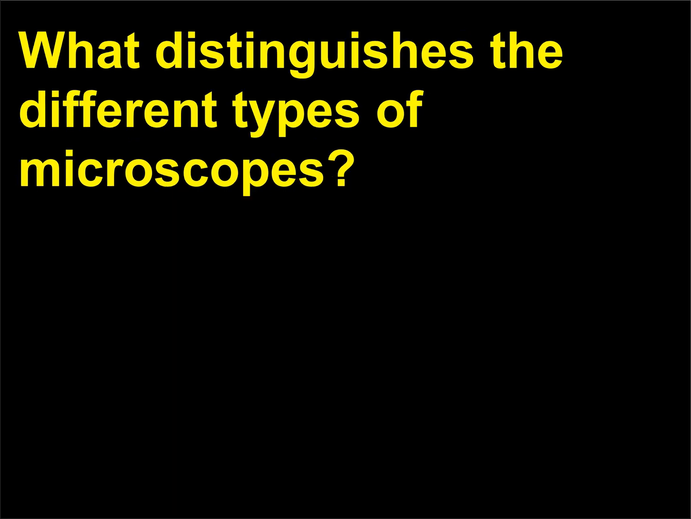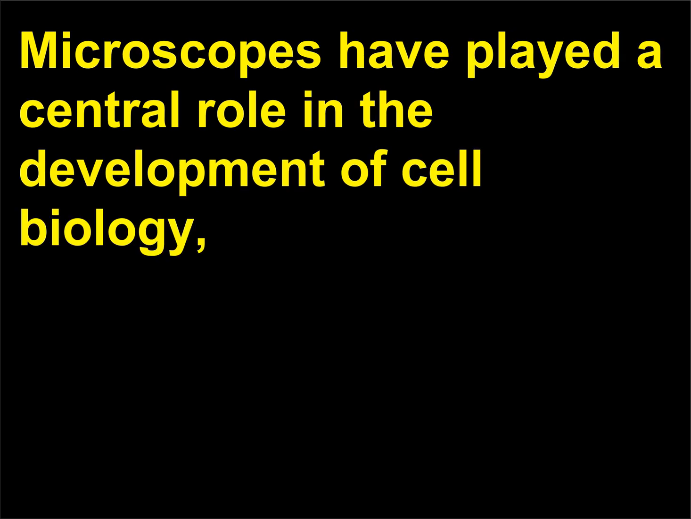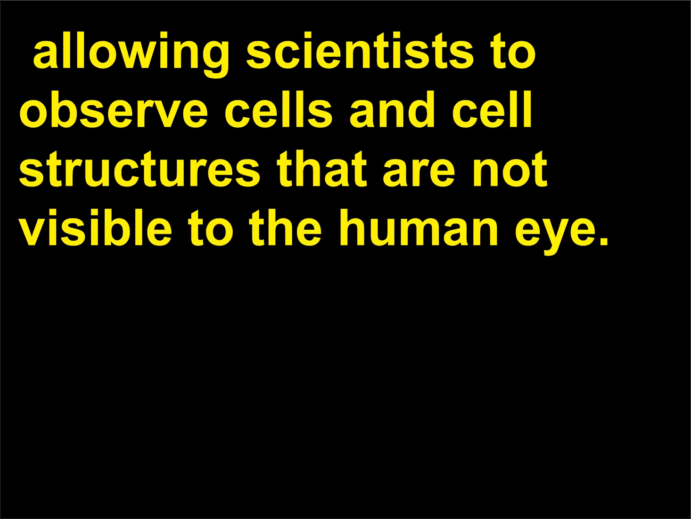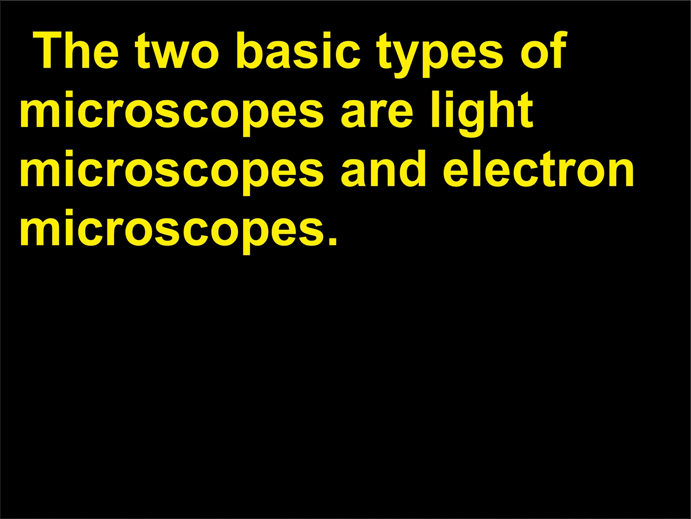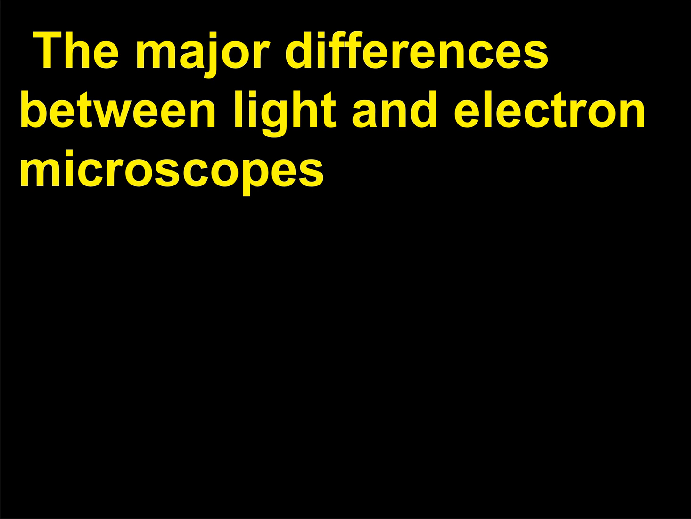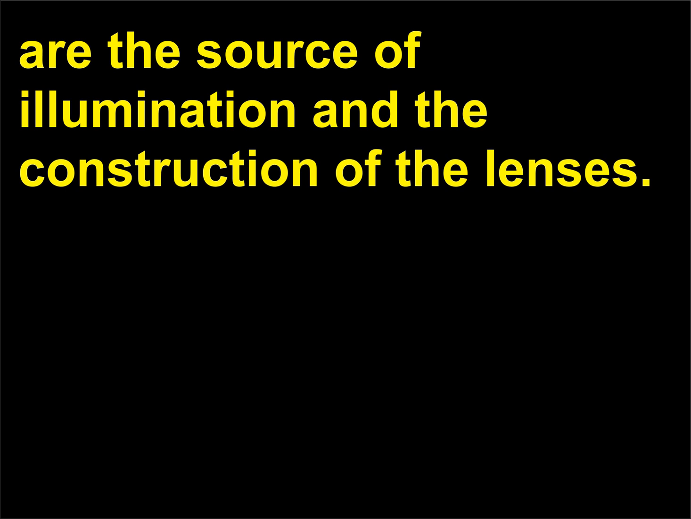What distinguishes the different types of microscopes? Microscopes have played a central role in the development of cell biology, allowing scientists to observe cells and cell structures that are not visible to the human eye. The two basic types of microscopes are light microscopes and electron microscopes. The major differences between light and electron microscopes are the source of illumination and the construction of the lenses.